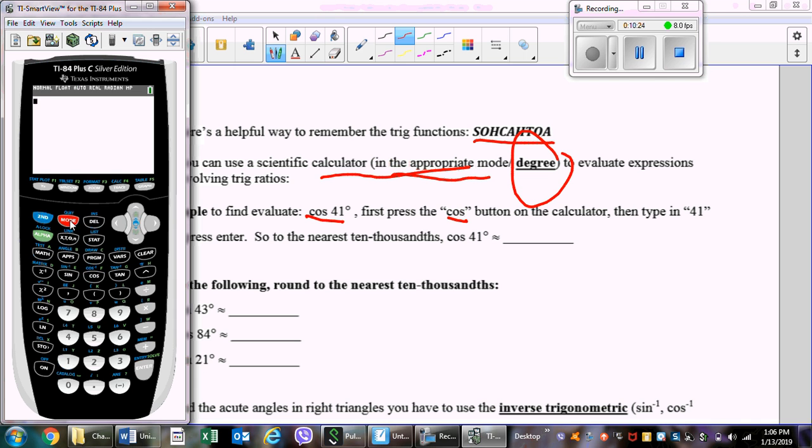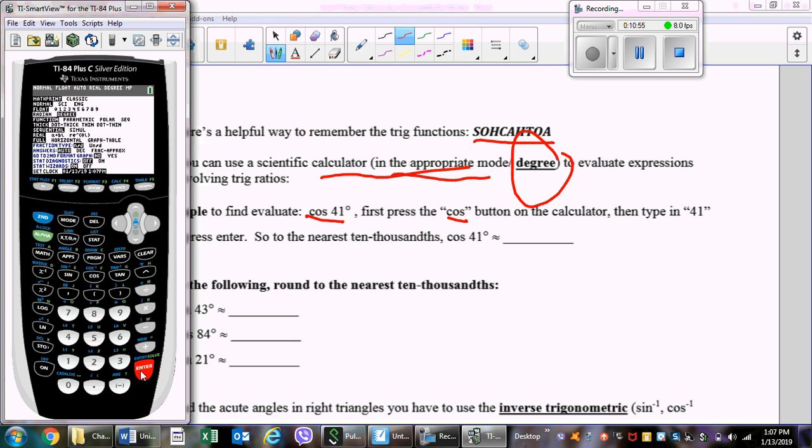The first thing you need to do is click on the mode. When you click on the mode, you can see it says normal, scientific, and engineering at the top. This is the float, how many decimals you want the answers to be. But the third one says radian and degree. That is the one I need you to go to. So you press down 3 times. The default is radian, but I need it to be in degree form. The cursor needs to be on degree.